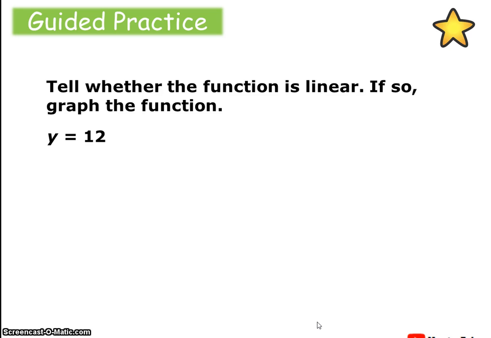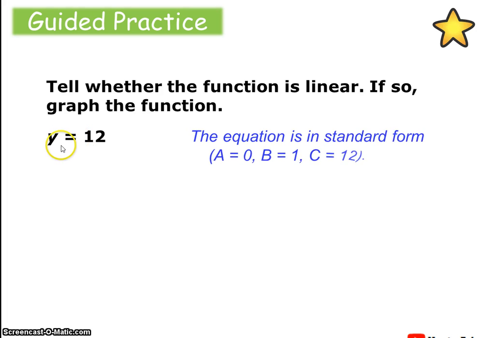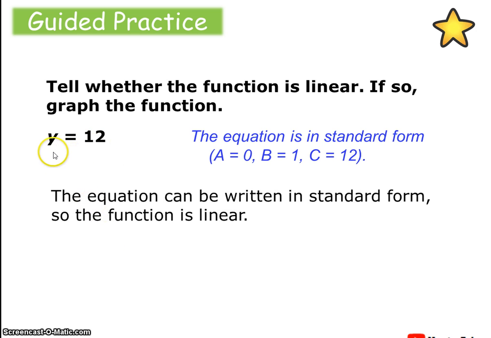And let's try one more. To tell whether the function is linear, y equals 12. Can we rewrite that in standard form? Well, you might not think so, but if you recall that if there is no x, we could always make a coefficient of 0x. So this is written in standard form. This could be 0x plus 1y equals 12. So it is a linear function.